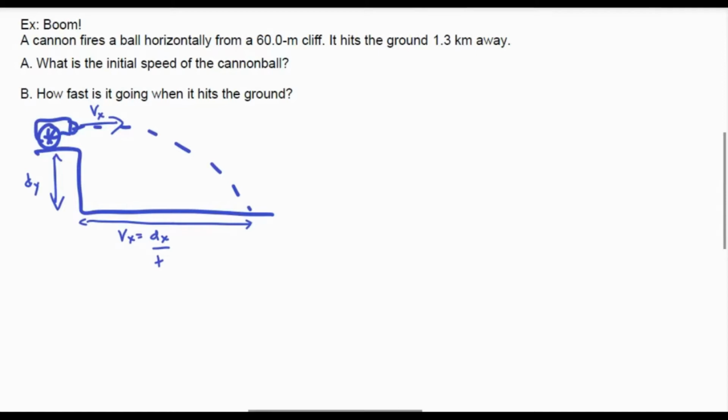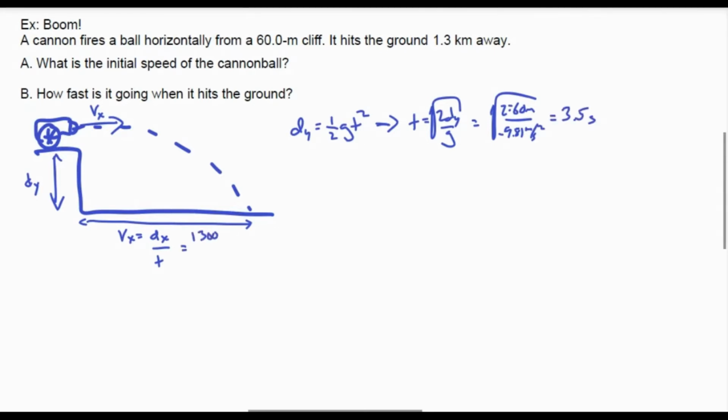We don't know time, so we'll have to switch to the y direction to find that. dy equals 1/2 g t squared, so t equals the square root of 2 dy over g. Then plug in to get 3.5 seconds. Now plug that into Vx equals dx over t and you'll get 371 meters per second.